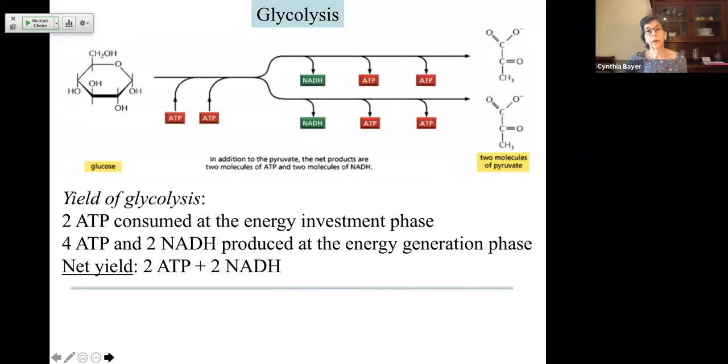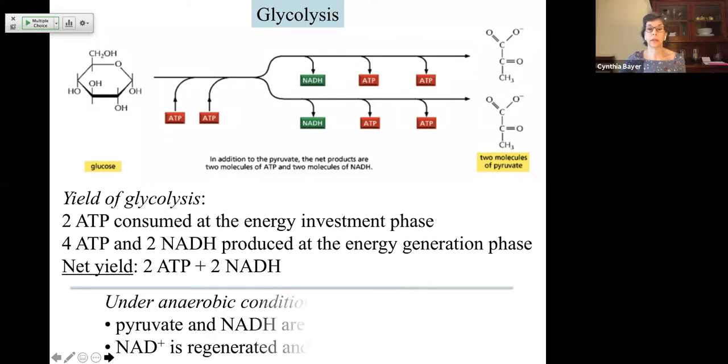So again, a cell, and again, every cell carries out these 10 steps of glycolysis, the most ancient biochemical pathway. This occurs in the cytoplasm. But some cells have to get rid of their pyruvate in a different way if they can't further oxidize it, if they are under anaerobic conditions.